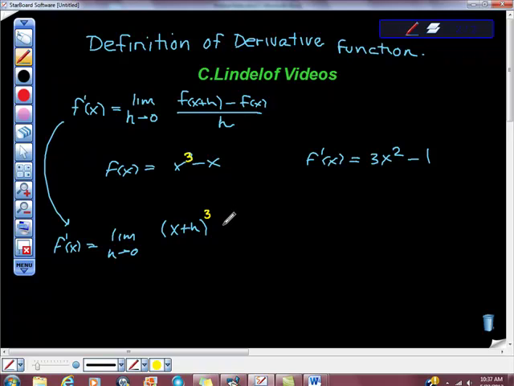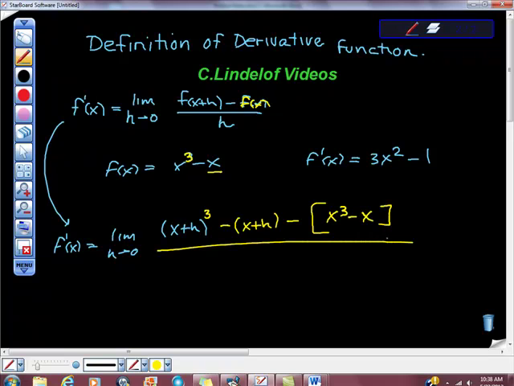And then minus x plus h, because that's the other part that's happening here. So all I did was every place I found an x, I filled it in with x plus h. It's the change in x. Minus, and it says to take out this whole f of x thing here. So this f of x is me taking out the whole thing, which was x cubed minus x, all over h.